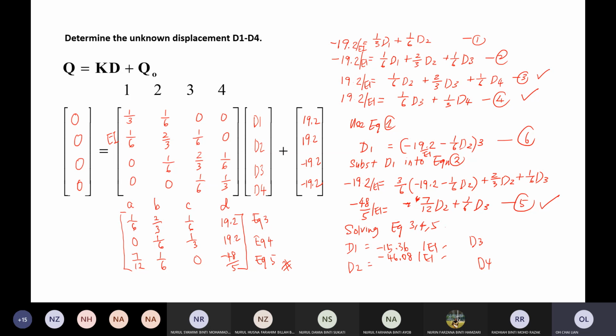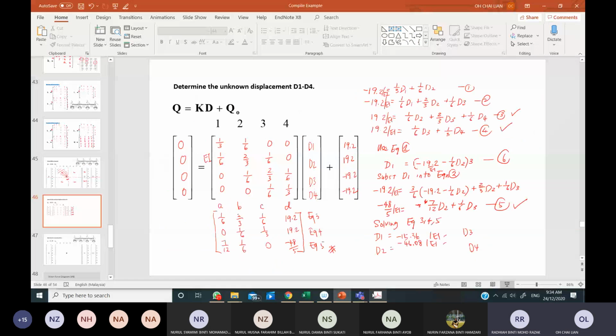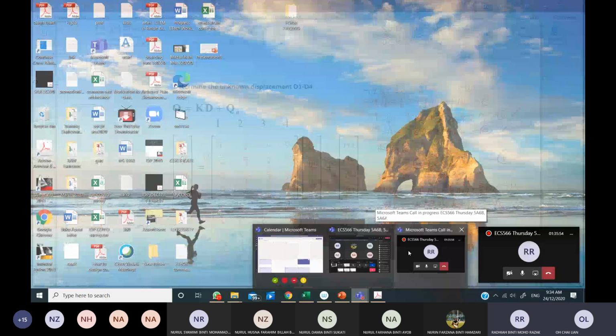May I use Teams to see your raised hand? Either you get the D1. Oh, I don't have sound anymore. Wait. Okay, I give you a minute to try again to check D2 to D4. Need to find a solution to this.